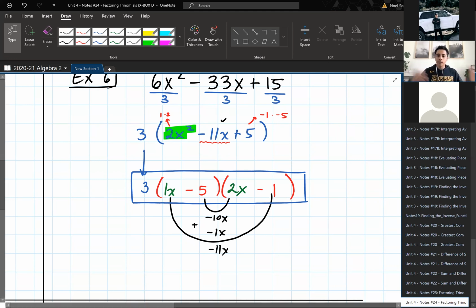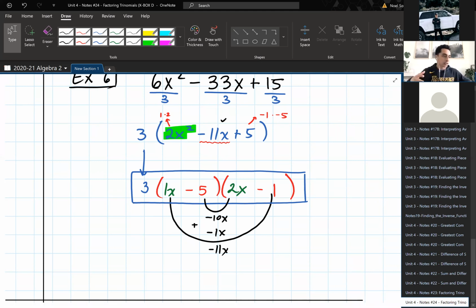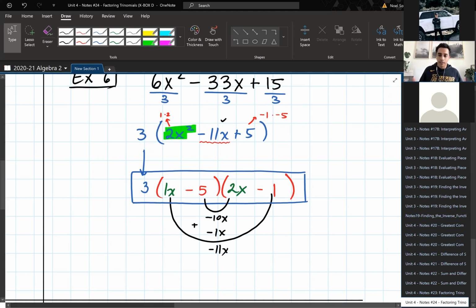So you see, I'm bouncing around between the Xbox method and the traditional method. There's no right or wrong one. It's just preference, right? And sometimes you'll see that one is kind of easy, just directly straightforward, and the other one would look a little different.